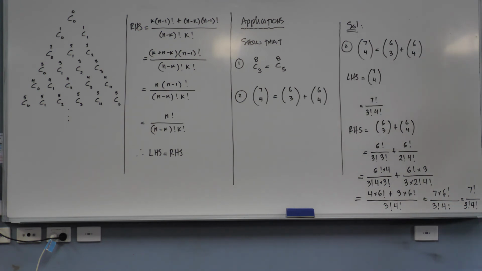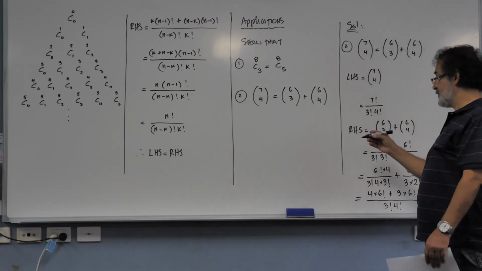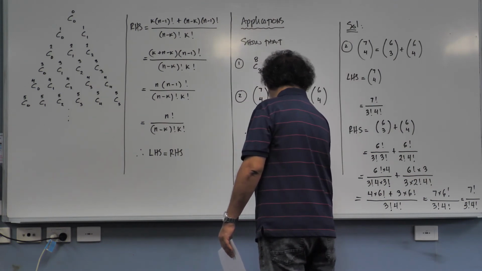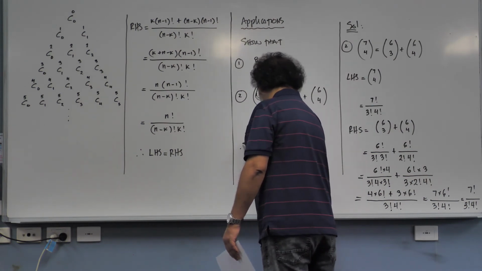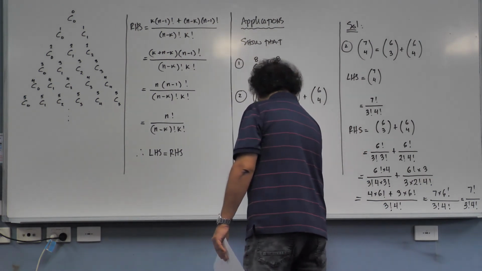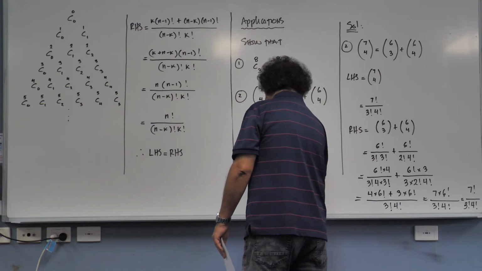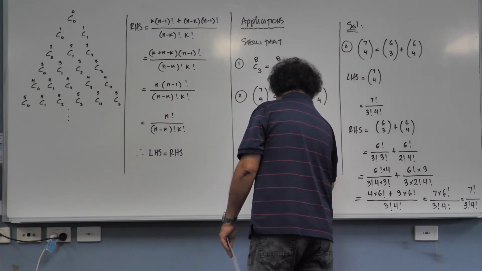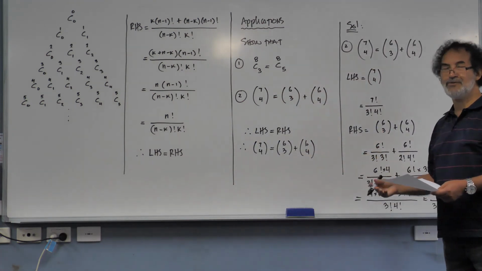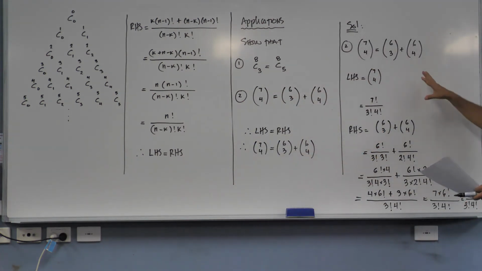And I feel like putting this question in the test. Anyway, and then that's it. And then what are you going to say? How are you going to conclude this? Therefore, left-hand side is equal to right-hand side. Therefore, 7 take 4 equals 6 take 3 plus 6 take 4. Beautiful. That is what I really want to test. Now, do you get it?